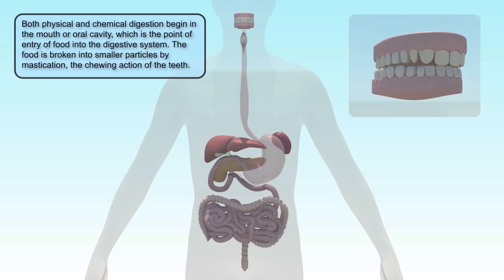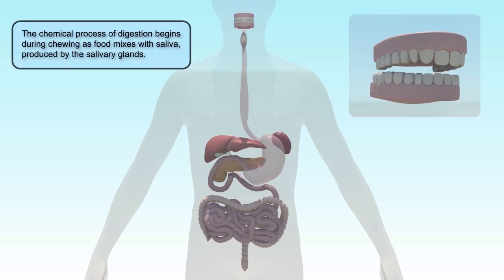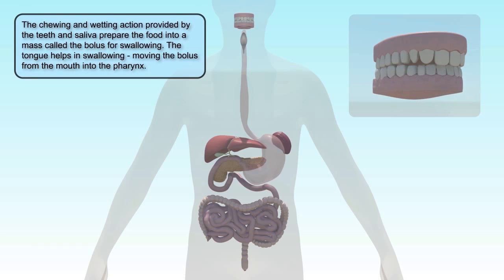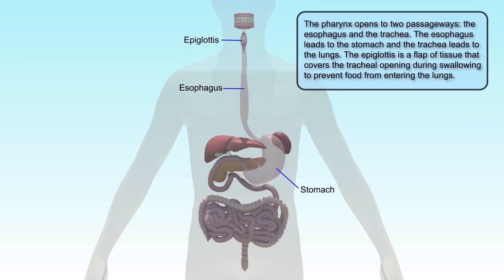The food is broken into smaller particles by the chewing action of the teeth. The chemical process of digestion begins during chewing, as food mixes with saliva produced by the salivary glands. The chewing and wetting action provided by the teeth and saliva prepare the food into a mass called the bolus for swallowing. The tongue helps in swallowing, moving the bolus from the mouth into the pharynx.